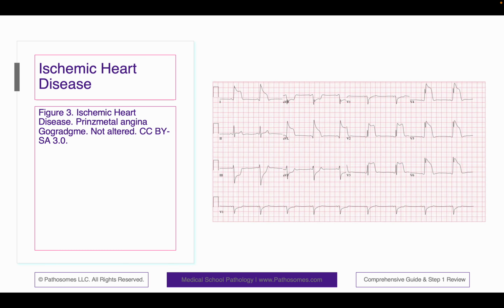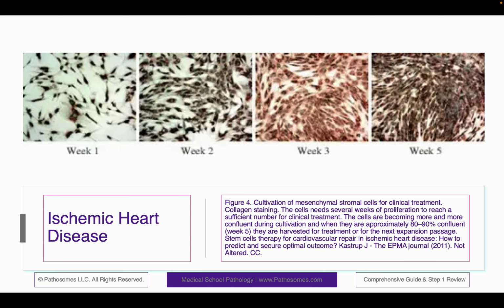Here we have a tracing of ischemic heart disease, particularly Prinzmetal angina. And here we have various histologic representations of mesenchymal stromal cells that were actually taken and utilized to repair a patient's cardiovascular tissue that was undergoing ischemic heart disease. Isn't that fantastic? Science does wonders. You're in the right field.